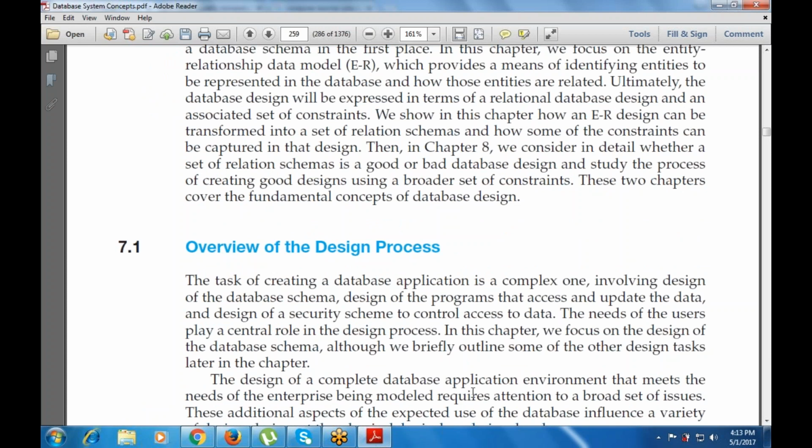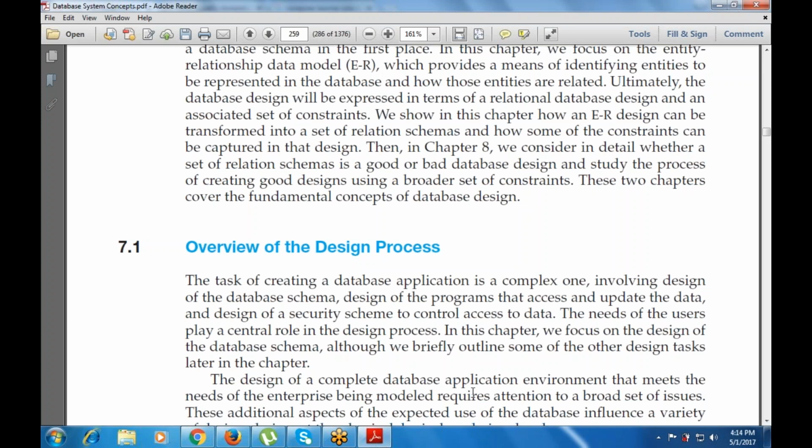Next is the overview of the design process. The task of creating a database application is a very complex one involving the design of the database schema, design of the programs that access and update the data, and the design of the security schemas to control access to data. And the needs of the users also play a very crucial role in the design process, because the main motto is to satisfy the customers or the users.